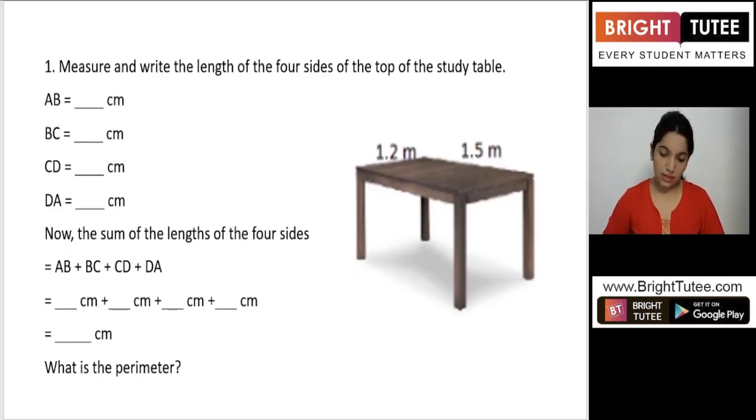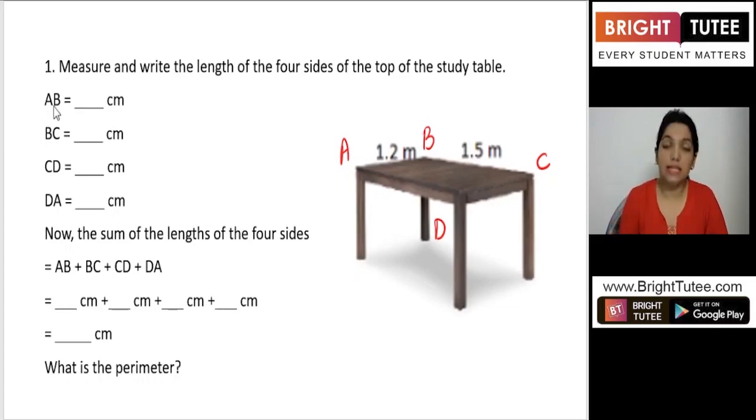The question says, measure and write the length of the four sides of the top of the study table. And here we are given the sides of the study table marked as A, B, C and D. So let us mark these sides on the table as well. So let this be A. I'll just use the smaller pen. Okay. So this is A. Say this is B, C, and this point here is D. Okay. So now let us see how we can find the measurement of all the sides of this particular table.